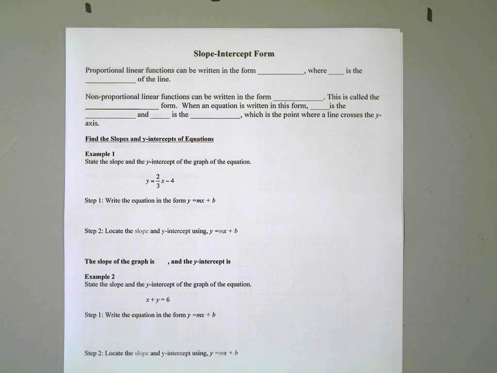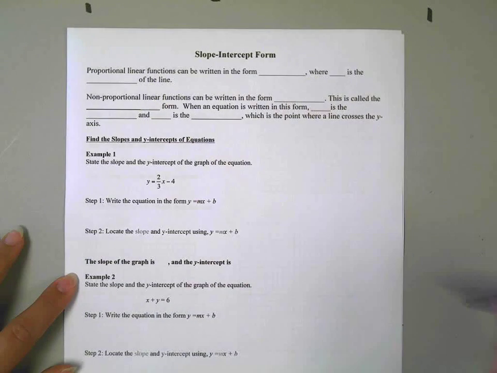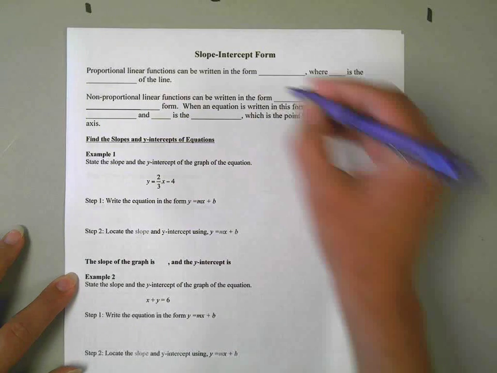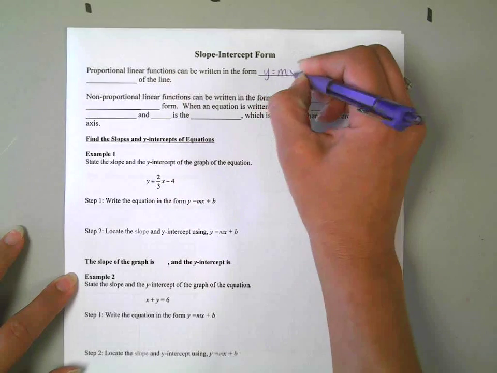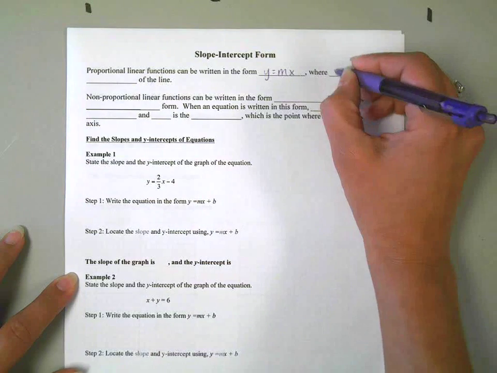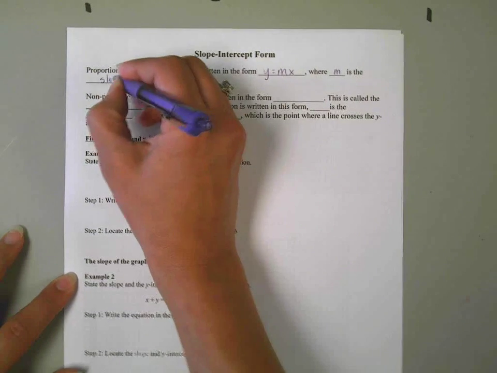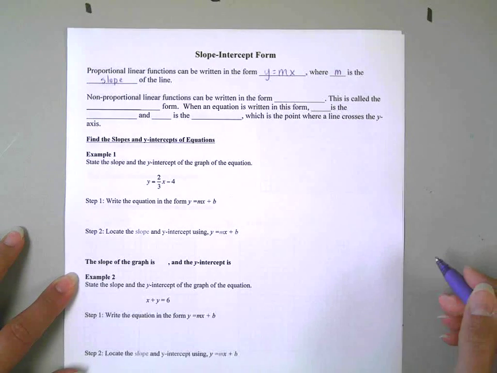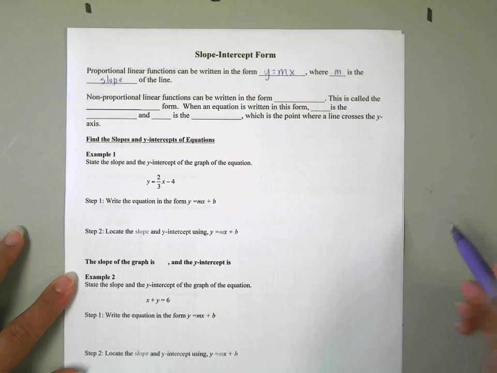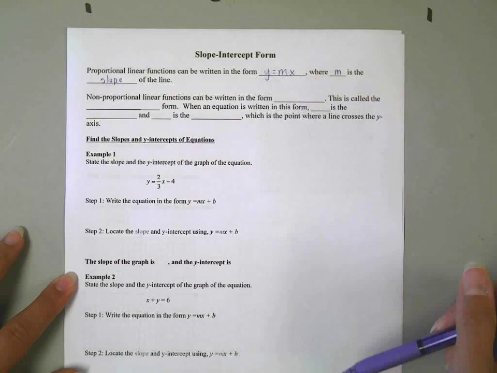Okay, today we're going to be talking about how to graph a line using the slope-intercept form. So we've talked about proportional relationships, and today we're going to be talking about proportionality involving linear functions as well. So proportional linear functions can be written in the form y equals mx, where m is the slope of the line. So you may recall looking at proportional relationships and determining whether an equation was proportional or not, and this is the form that we've talked about in the past.